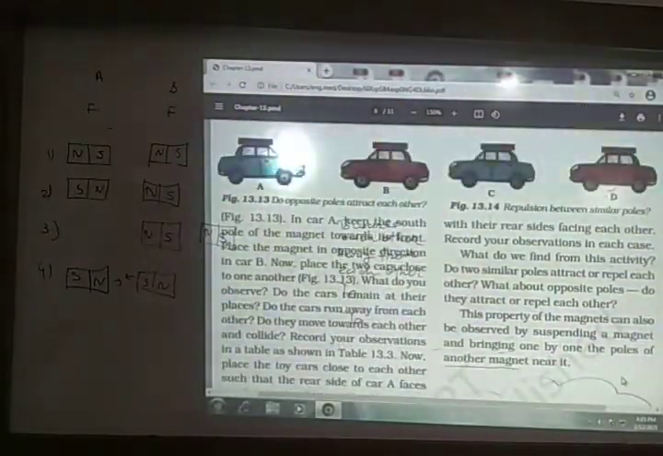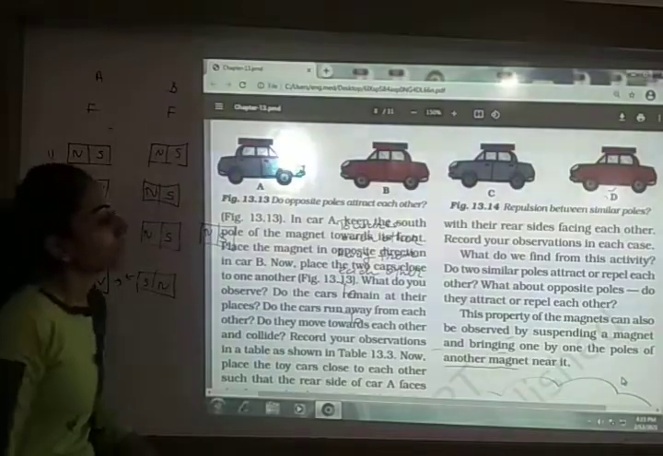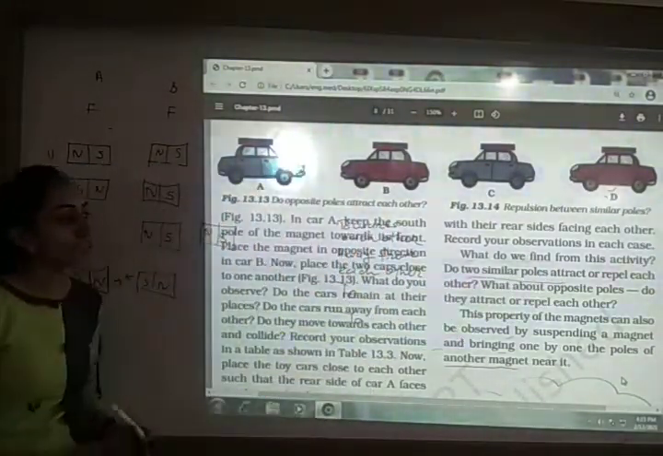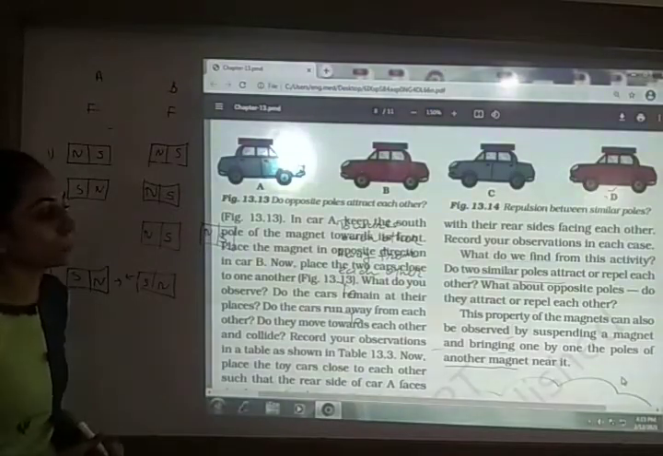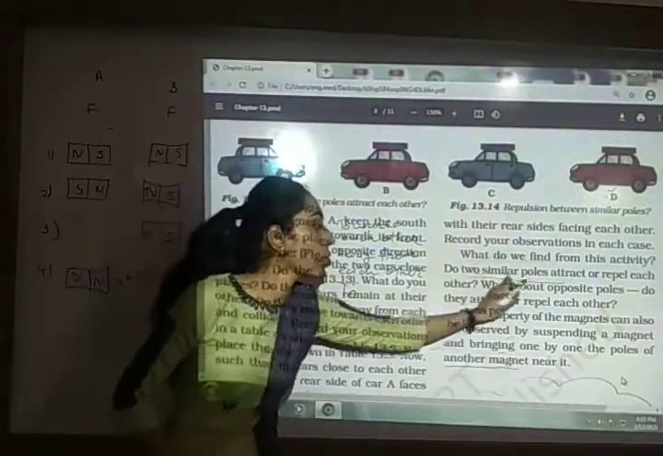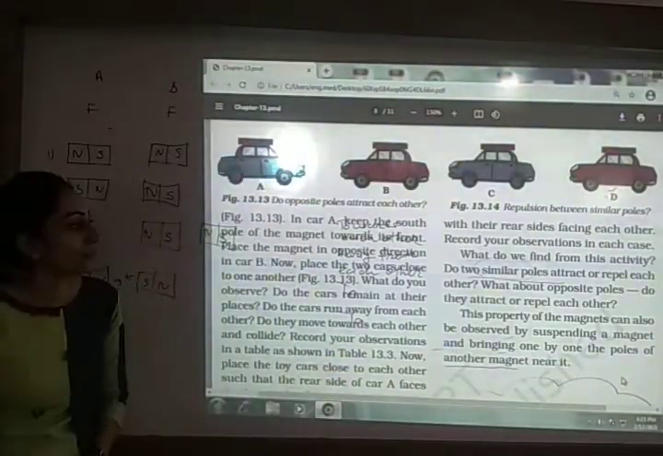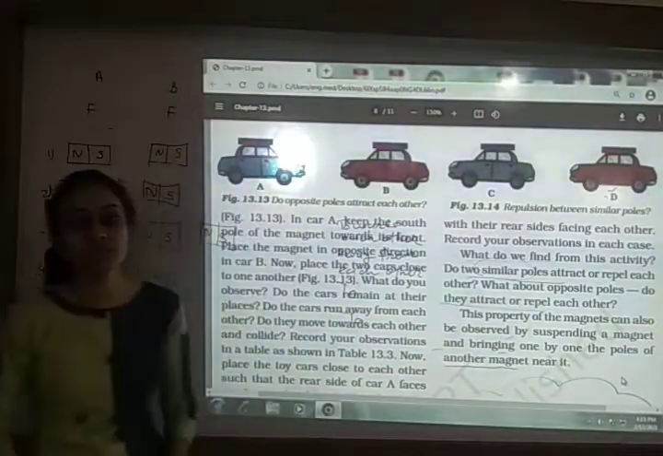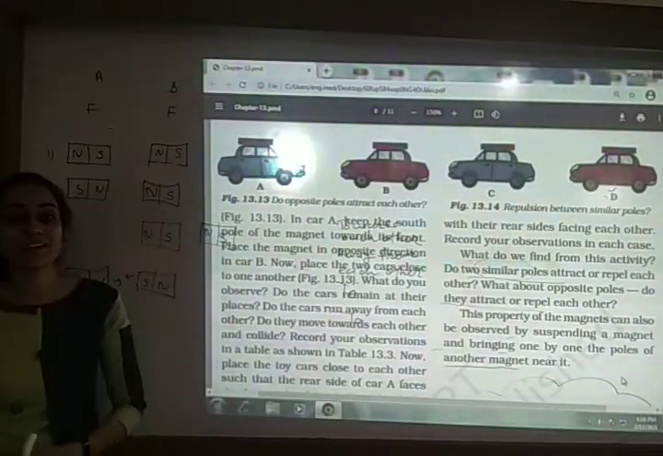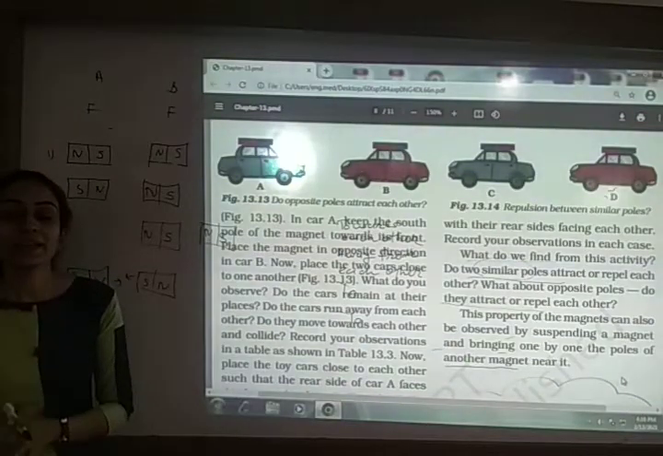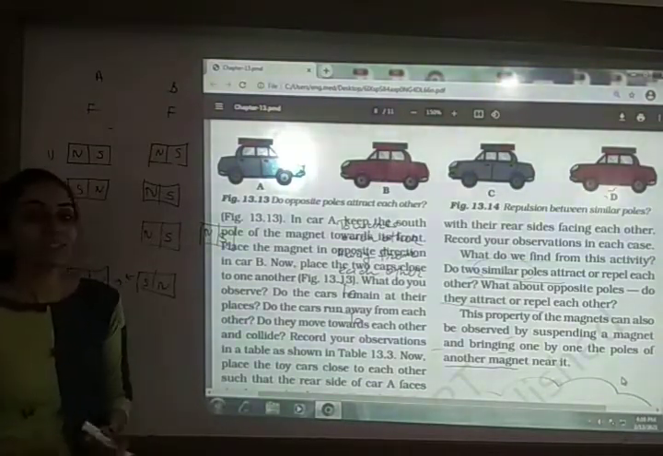Now let me see what the conclusion from this is. What do we find from this activity? Do two similar poles attract or repel each other? We find from this activity that two similar poles repel each other. What about the opposite poles? Do they attract or repel each other? Opposite poles attract each other. Similar poles repel each other, and opposite poles attract each other.